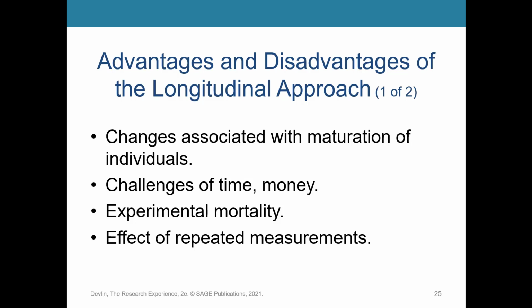Also, people drop out. So when you see experimental mortality, you know that people drop out of studies all the time. This could be because they don't want to be in it anymore. They could pass away. Especially with longitudinal designs, if you're following people for 10, 20 years, life happens. The other issue is when you give somebody a measure over and over again, they might learn the measure and do better the next time. So there's always that effect of repeated measurements.